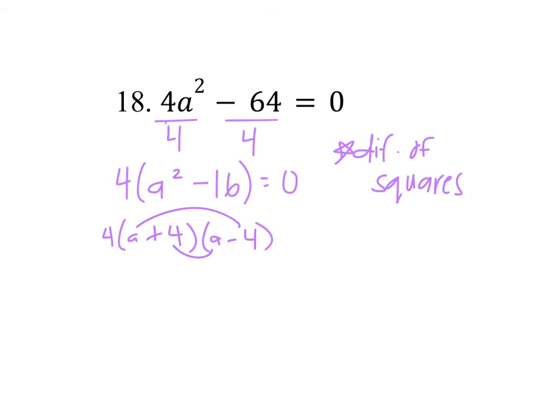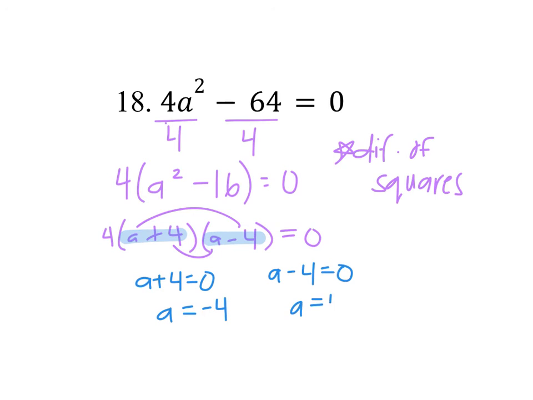If you're struggling on that, just look up a video of difference of squares and you should be fine. This equals 0, so I still have to finish solving it. These things equal 0. I don't need to worry about the 4 on the outside. So I've got a plus 4 equals 0, which means a equals negative 4, or a minus 4 equals 0, which means that a equals positive 4. So these would be your answers for your quadratic equation.